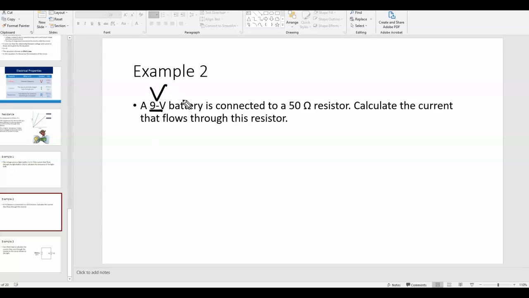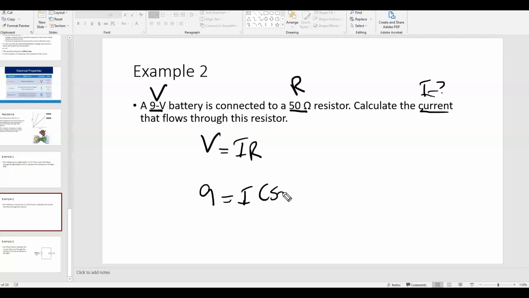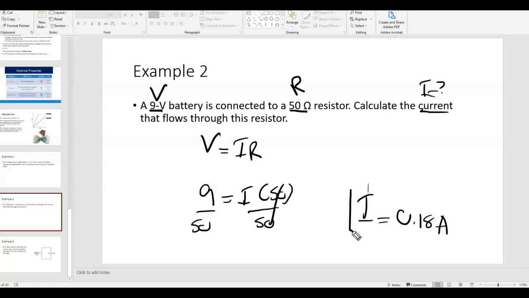Again, we have the voltage of the battery. We have the resistance. We're looking for I. I use Ohm's law, V equals I times R, and I plug in. I is being multiplied by 50, so I divide both sides by 50. So I do 9 divided by 50, which is 0.18 amperes. That is it for example 2. Pause it there if you need to look at that some more.